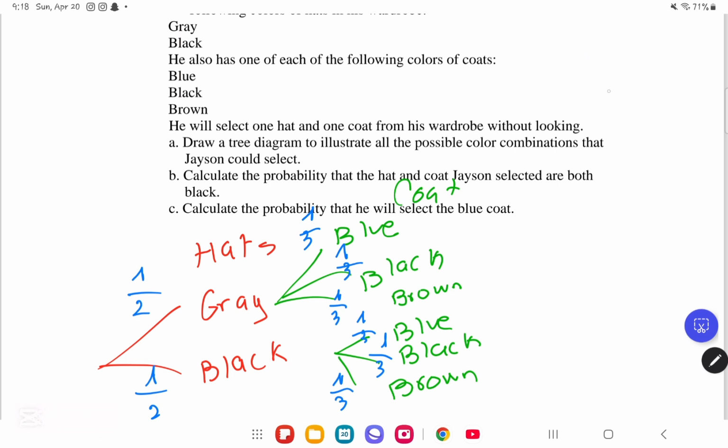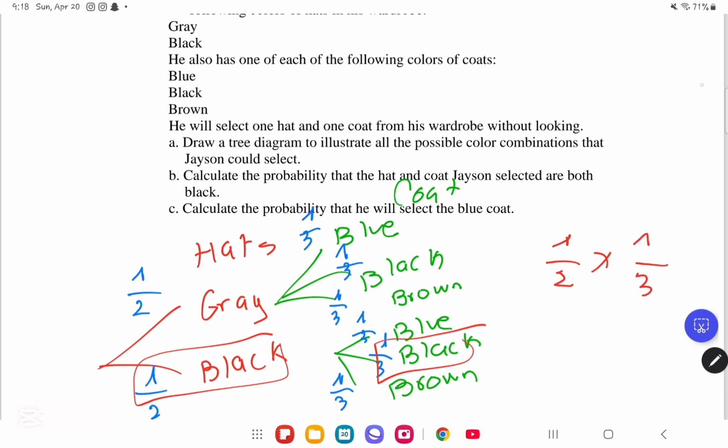For part B, they said, calculate the probability that the hat and coat Jason selected are both black. What is the probability? The probability of him selecting the black hat is 1 over 2, times the probability of him selecting the black coat, which is 1 over 3.